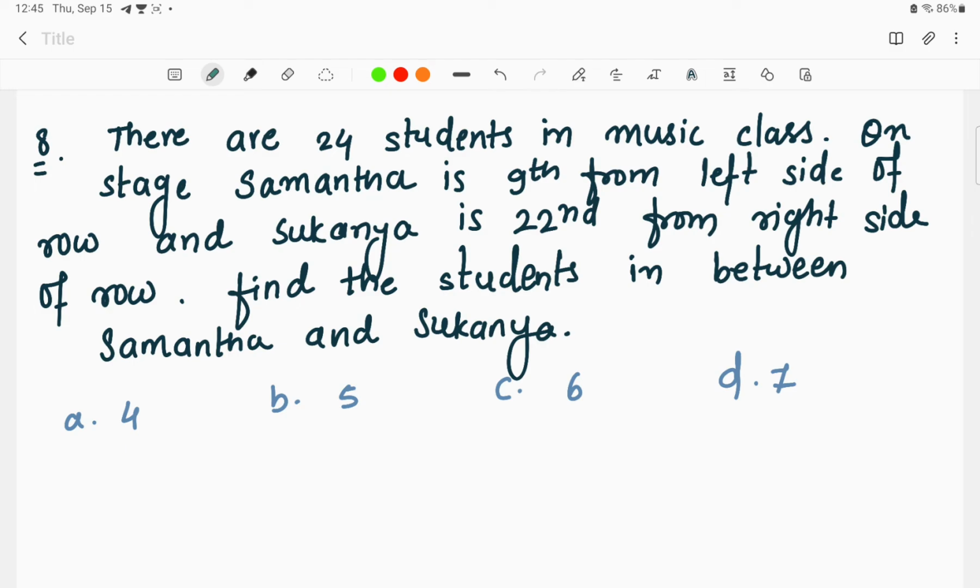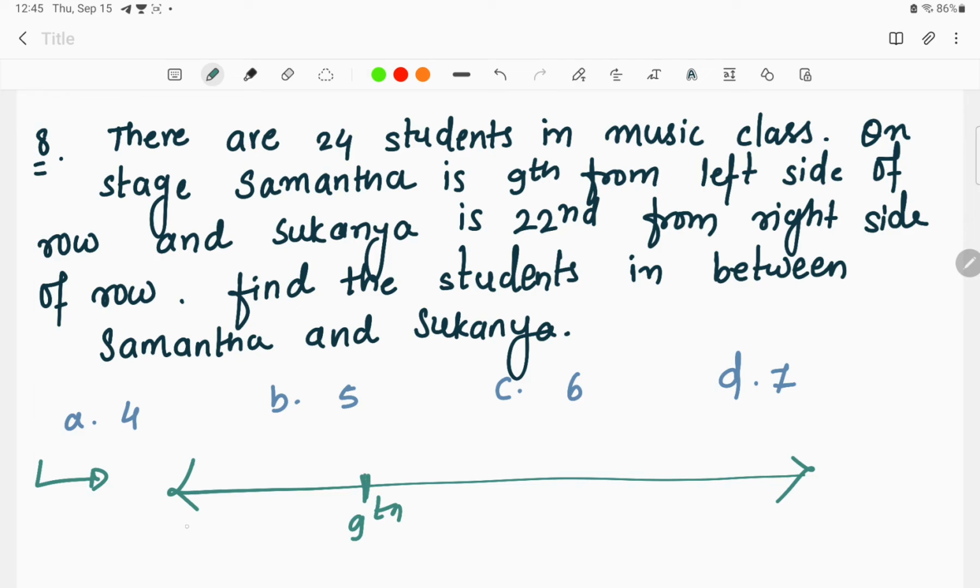Now understand the question first. Very first thing, understand the question. Here what we can find is there are 24 students in the music class. And in one particular competition, Samantha is placed at the 9th from the left side. This is the left side, right? From left, Samantha is placed at the 9th position. This is Samantha. And this is the first thing that we have drawn.